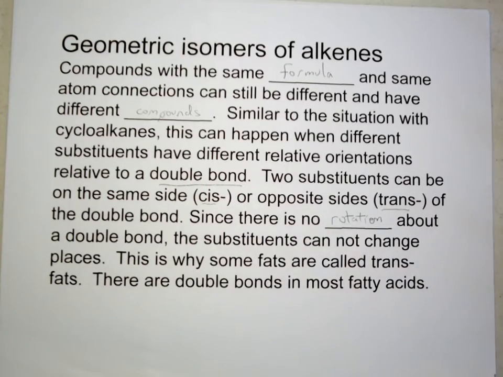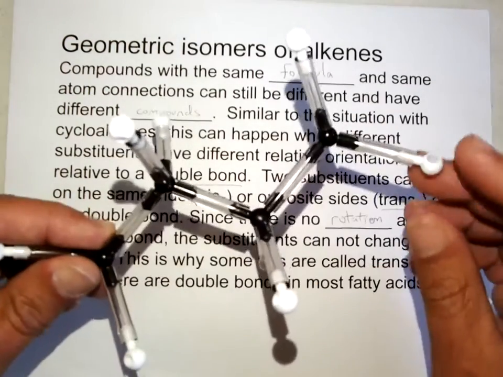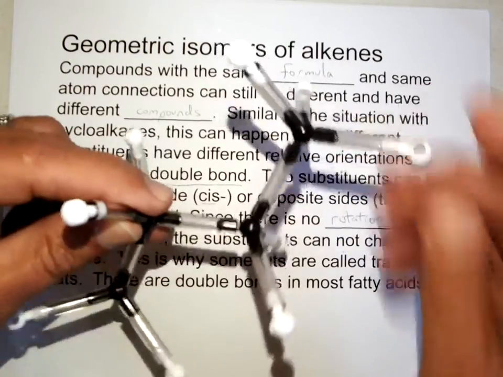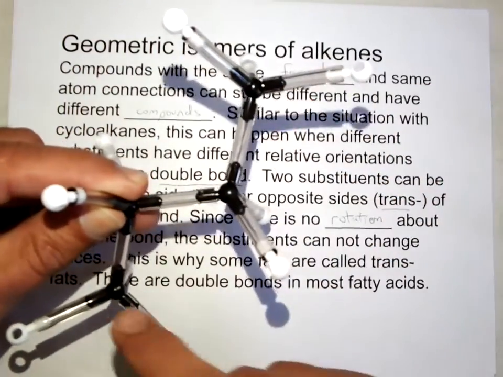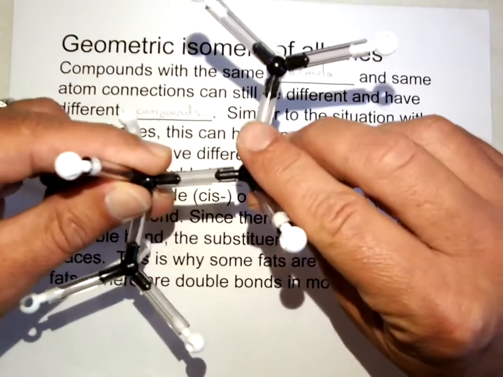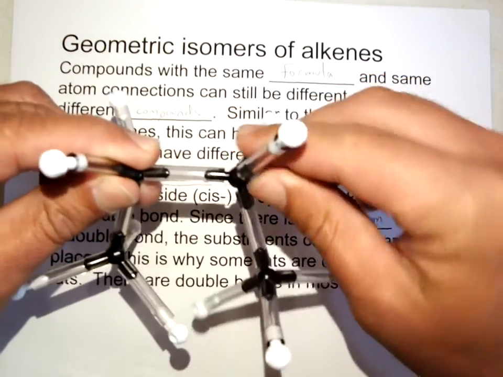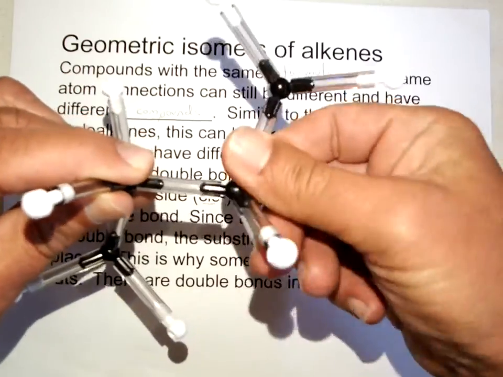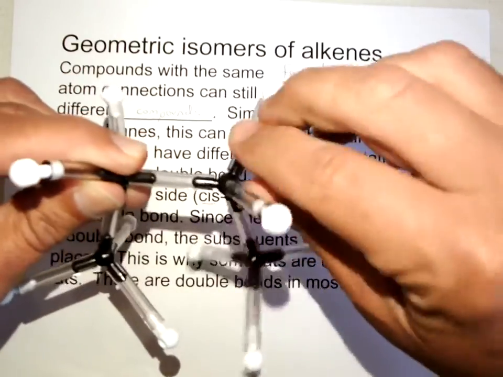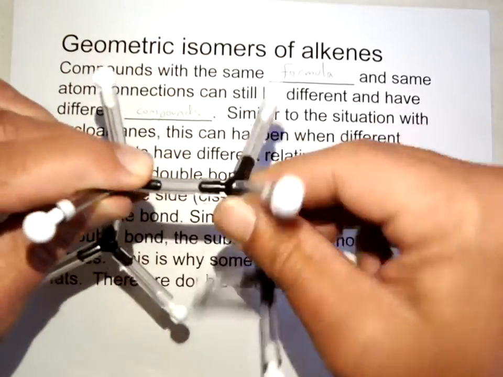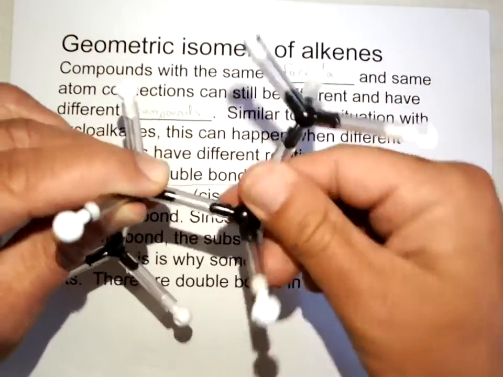When I mentioned free rotation, if we go back to butane, which has just single bonds, now these substituents look like they're across from each other, but because at room temperature there's enough energy to rotate about a single bond, they can be next to each other, then across from each other, then next to each other, then across from each other. They can pretty much rotate freely and change relative orientations.